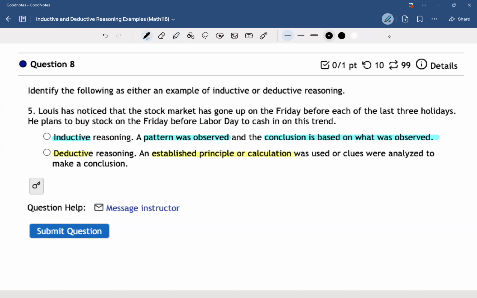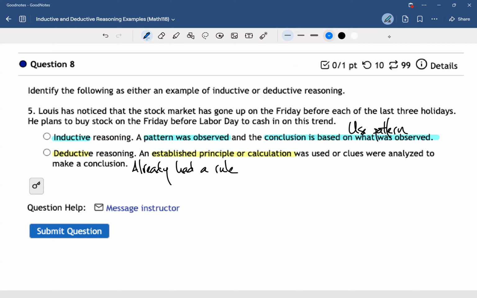Okay, so maybe we write this down. Deductive, you already had a rule. And then inductive, you use a pattern you see first. Okay, so knowing that that's the difference, let's now read the word problem that we have.